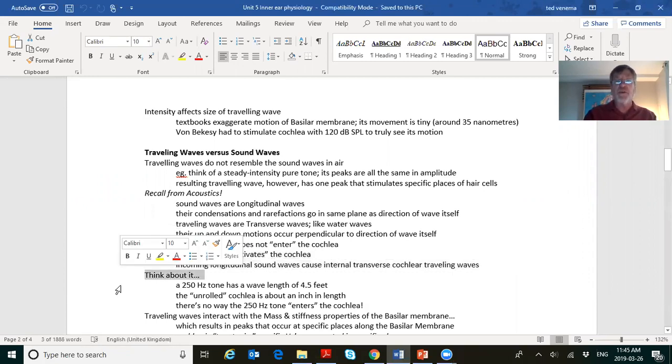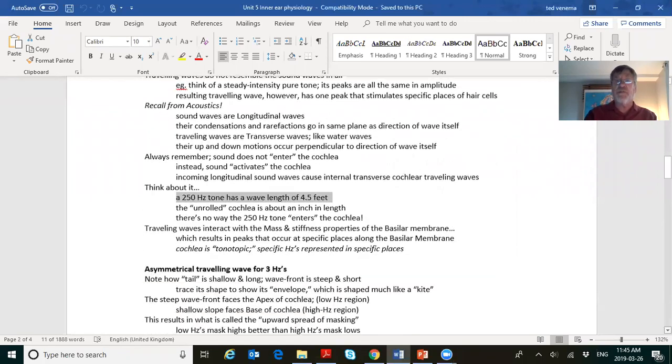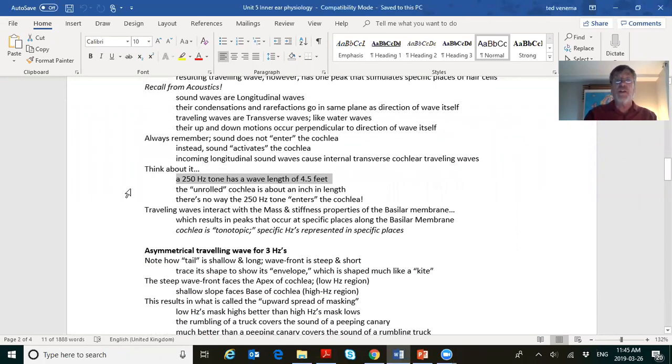Think about it. A 250 hertz tone has a wavelength of 4.5 feet. The unrolled cochlea is about an inch in length. There is no way 250 hertz tones can enter the cochlea. Traveling waves interact with the mass and stiffness properties of the basilar membrane, which results in peaks that occur along specific places along the basilar membrane.